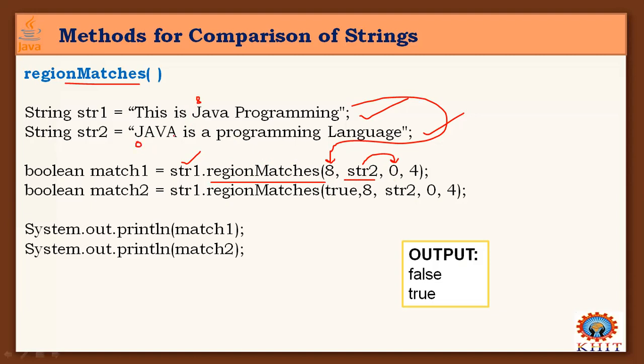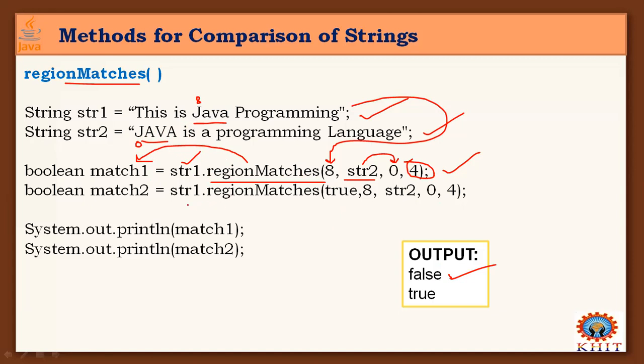From these two indexes, starting in string 1 and string 2, compare 4 characters. That is the meaning of this regionMatches method. It checks 4 characters from this side and that side. Are both the same or not? What result does it give into the Boolean variable match1? It gives false. Why? Because it doesn't ignore case. Here it is an upper and lower case combination, and the other is purely uppercase. So both regions of the strings are not equal.